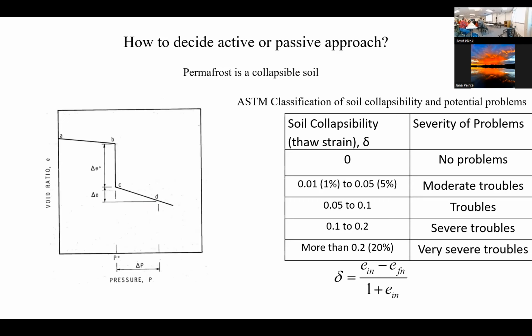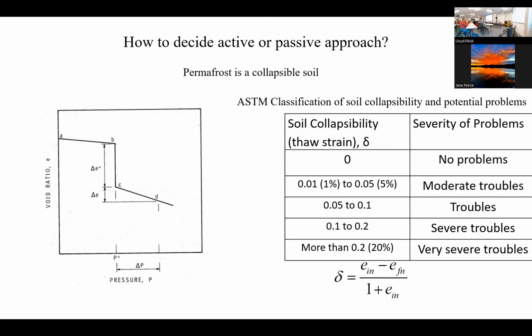collapsible soils in hot regions, and permafrost is one of them. If you put load on permafrost, it practically doesn't change, but if you add heat, permafrost soil collapses. That's what collapsible soil is. And ASTM has a classification to relate permafrost collapsibility. This is the percent of the settlement to the total thawing depth.